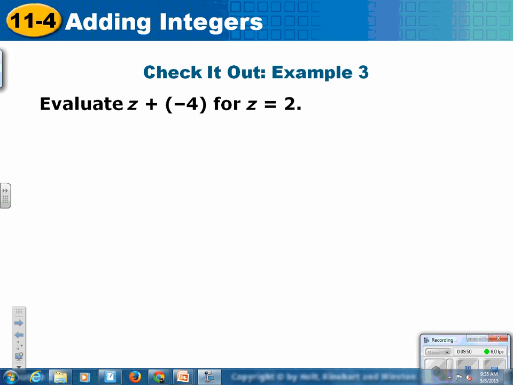You're going to have problems that look like this. It says evaluate z plus -4, and then it tells you z equals -2. So what do you do? You plug -2 in for z, so you have a problem that looks like this. -2 plus -4 equals what? It's going to be -6. Okay, good. We're getting faster at this. That's how it should be. All right, so you guys have adding integers down.